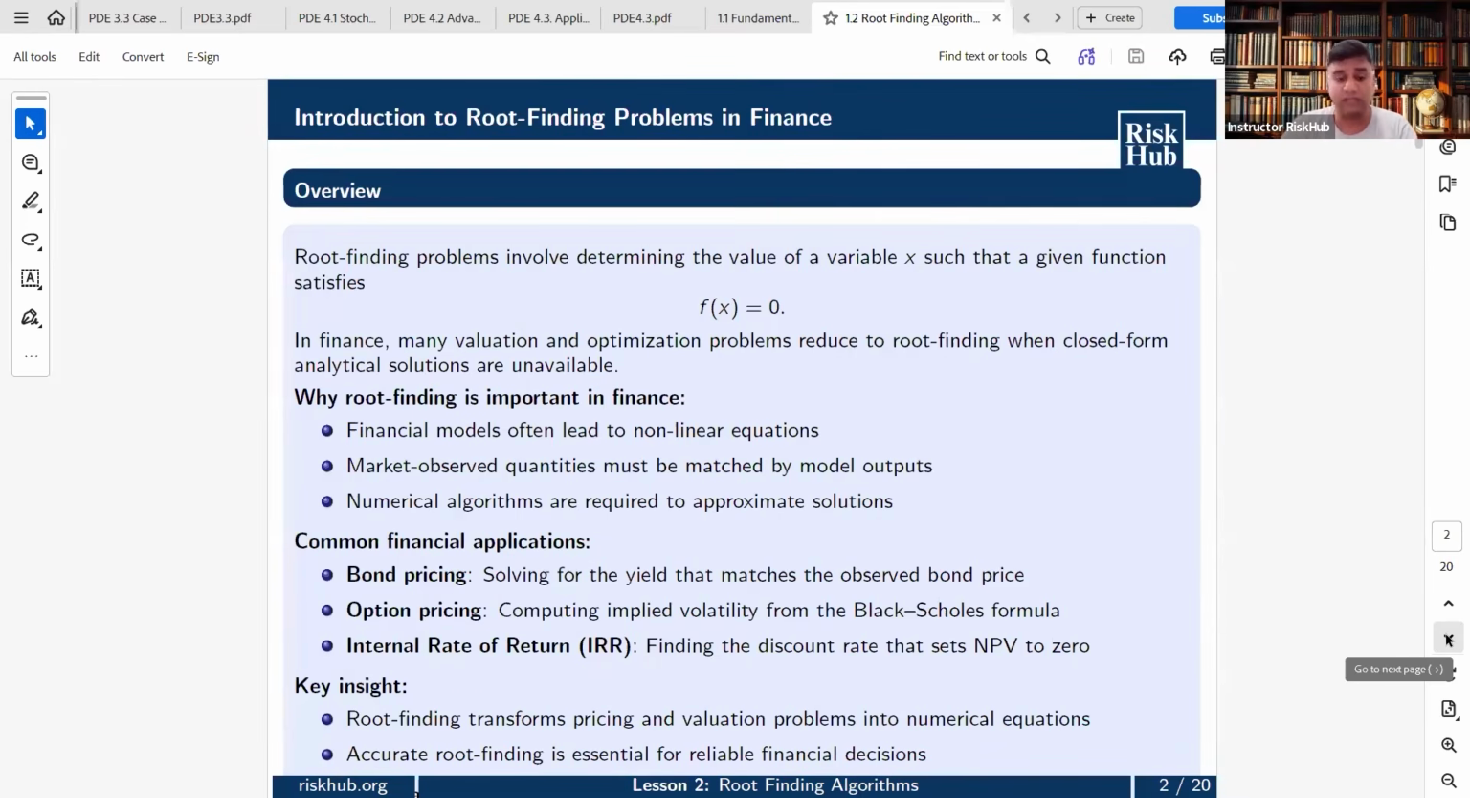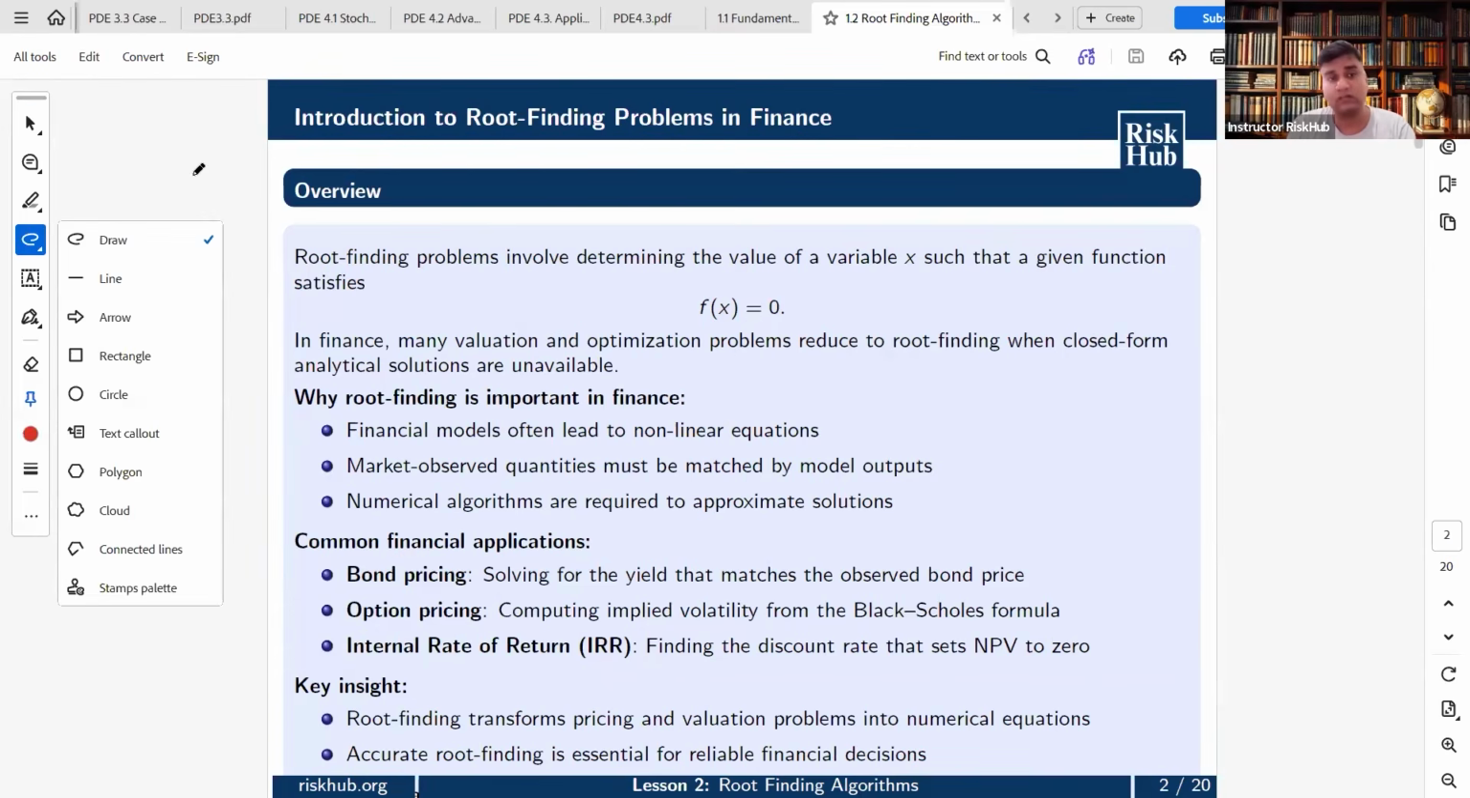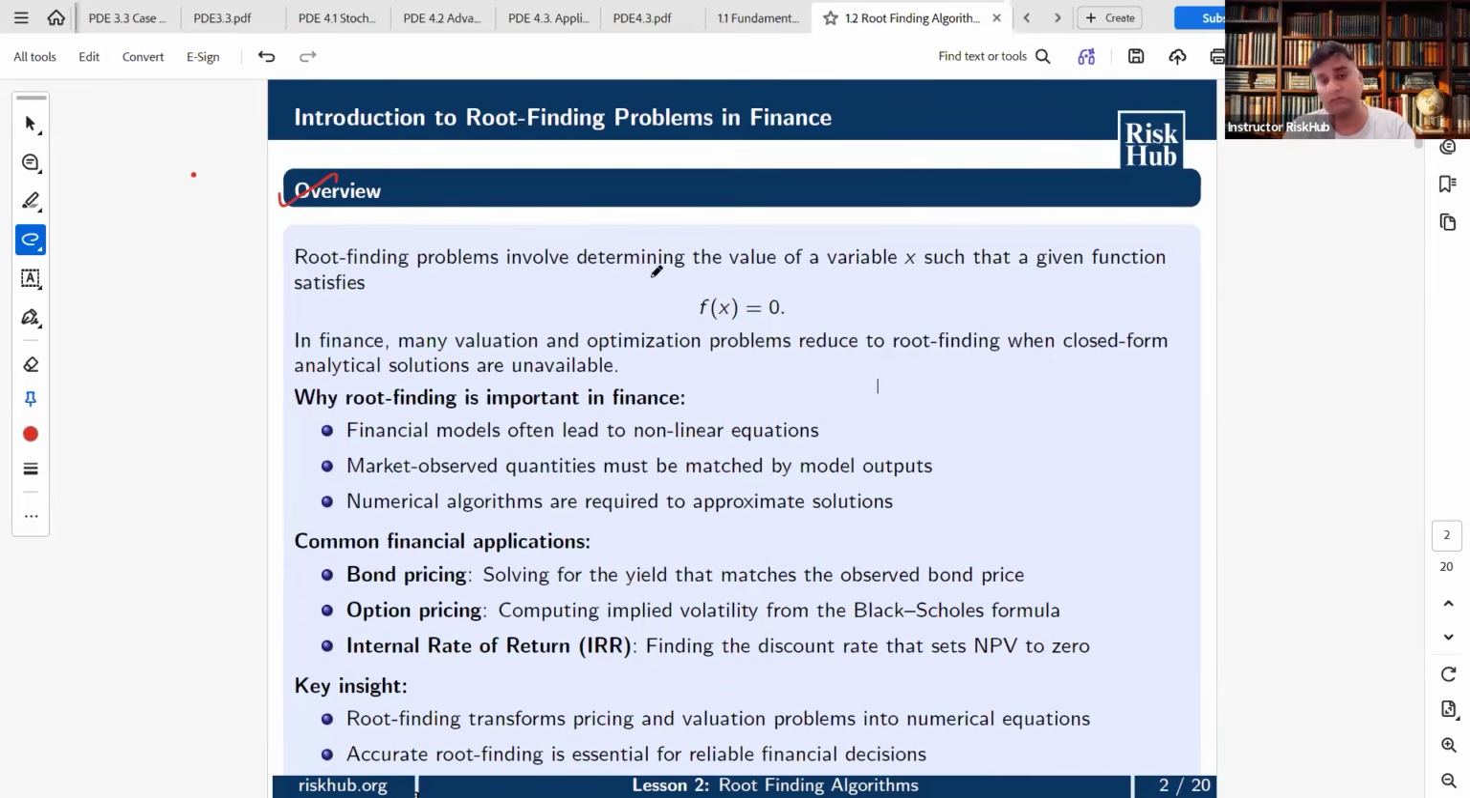Okay, now we have the introduction, right? Introduction to root finding part here. So in this introduction, the overview: root finding problems involve determining the value of variable x such that the given function f(x) equals 0. In finance, many valuation and optimization problems use root finding when closed-form analytical solutions are unavailable. I told you this in the introduction part. Meaning we are basically looking for the point where the function crosses the x-axis, where f(x) equals 0. That is what we are trying to understand here.